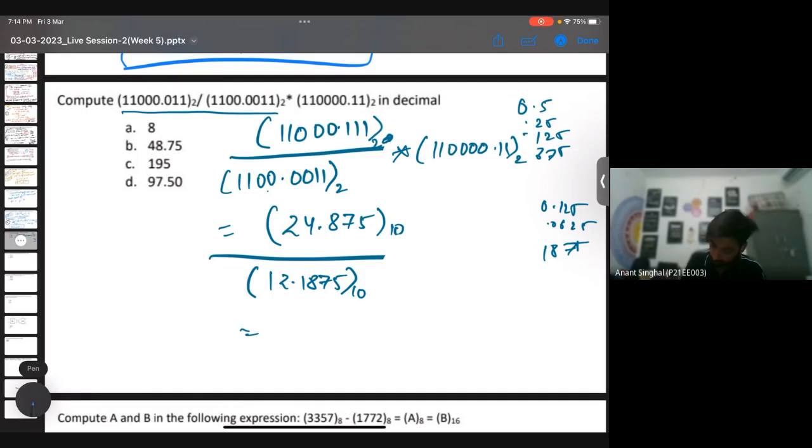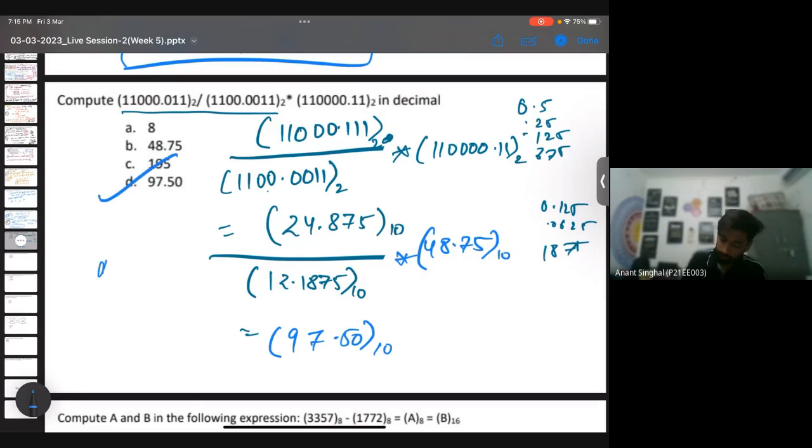So I'll write it into 48.75 to the base 10. So into 48.75. So you can calculate, so it is coming out as something like 97 to the base 10. The correct answer to this question is option D. I hope it is clear. It is quite easy. Just some mathematical calculations required.